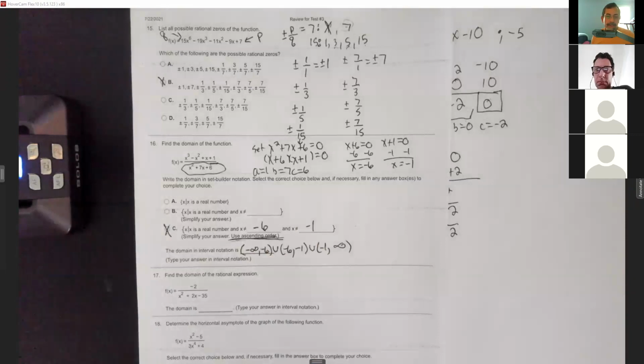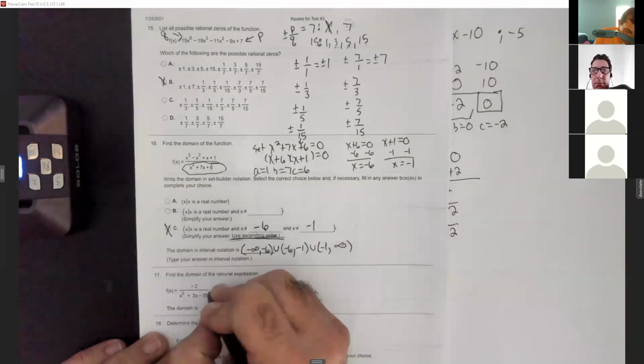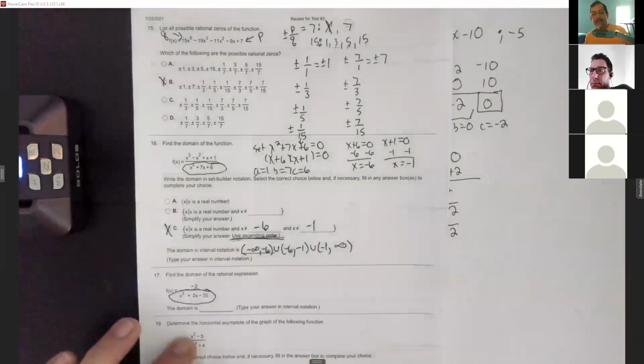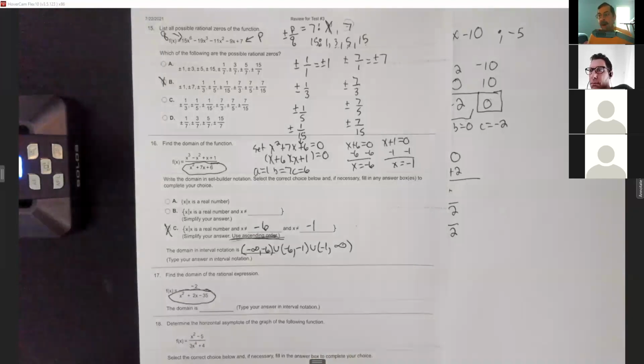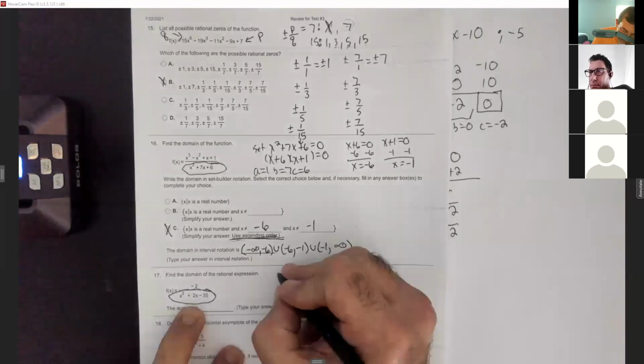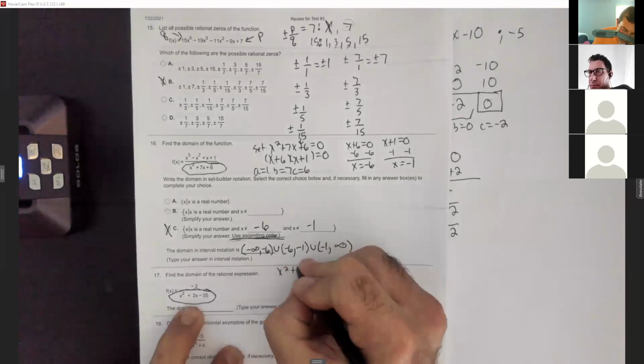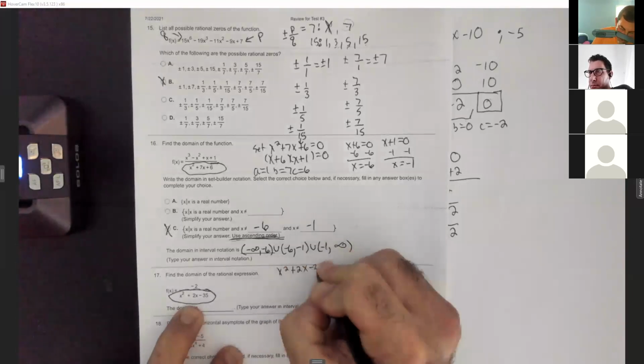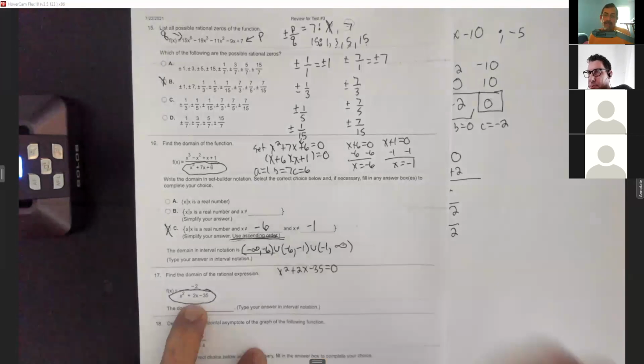So look, number 17 is the same thing, right? Find the domain of this. So once again, all I'm worried about are any numbers that can be put in for them x's to make the bottom of the fraction equal 0. Notice, on neither one of these problems, since it's a domain, I don't care what the top does. Only thing that can't be 0 is that bottom. So we're going to set x squared plus 2x minus 35. We're going to set that equal to 0 and solve it again.